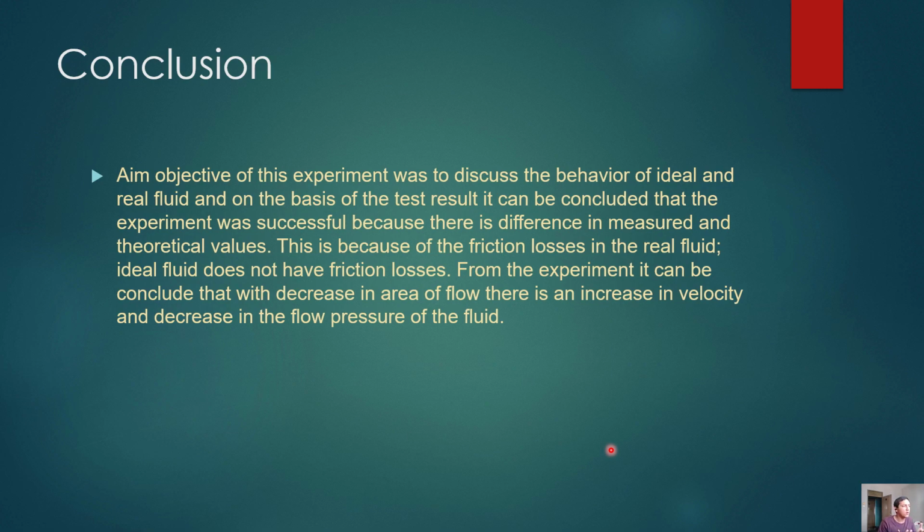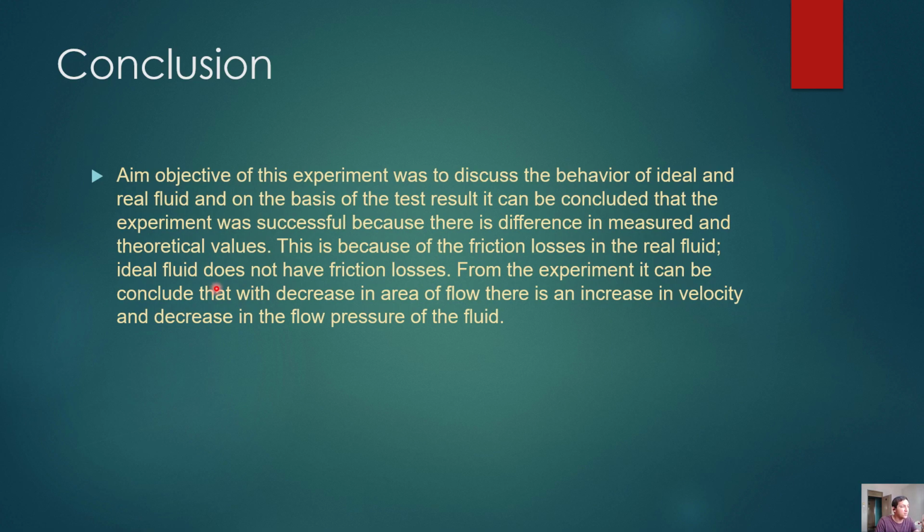So what can we conclude from here? The objective of this experiment was to discuss the behavior of ideal and real fluid. On the basis of the test results, it can be concluded that the experiment was successful because there is a difference between measured and theoretical values. This is because of the friction losses in the real fluid. Ideal fluid does not have friction losses.